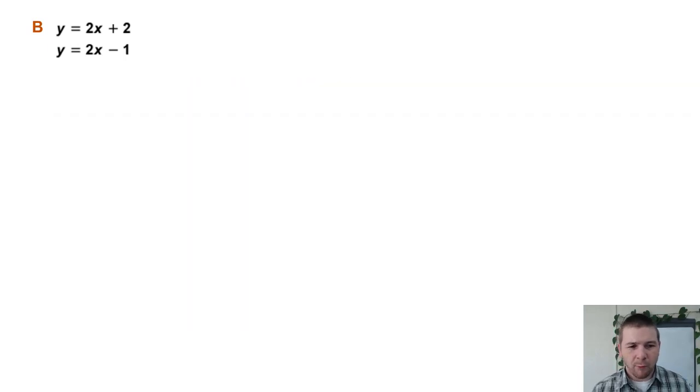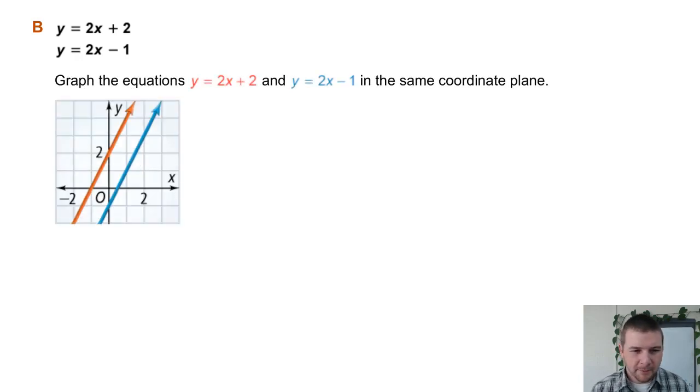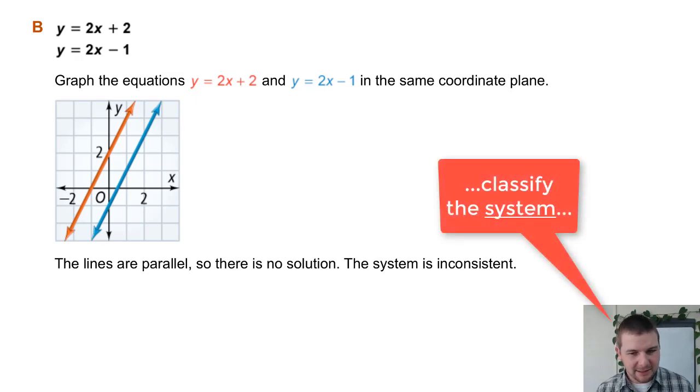Part B. y equals 2x plus 2 and y equals 2x minus 1. You probably notice right away, both of these equations have the same slope, but they have different y-intercepts. When we graph them, as shown below, we can see that they're parallel lines. The lines are parallel, so there's no solution. We can classify the solution as inconsistent.